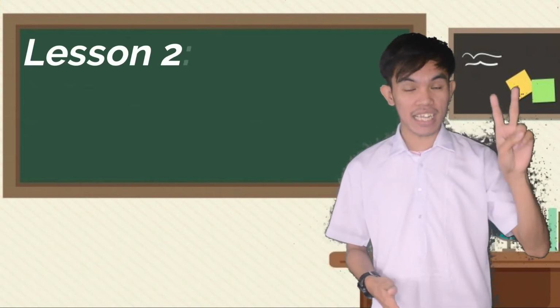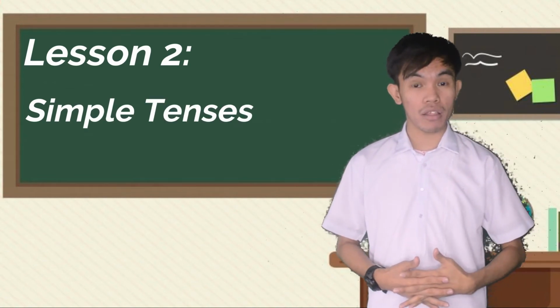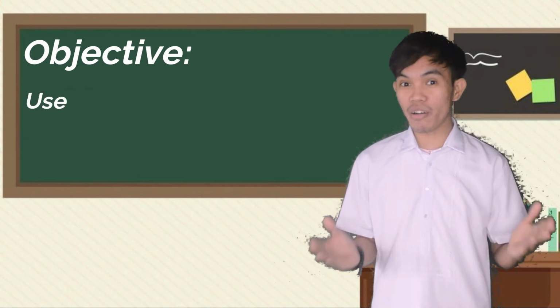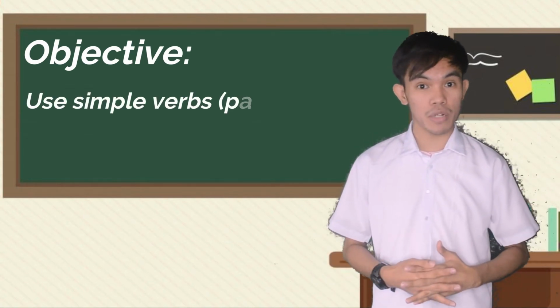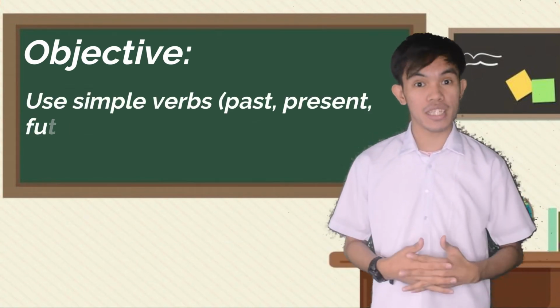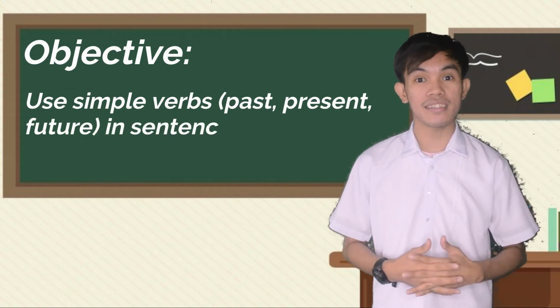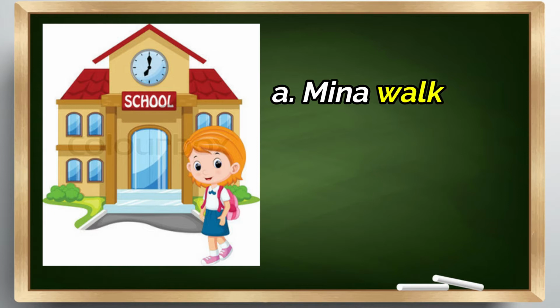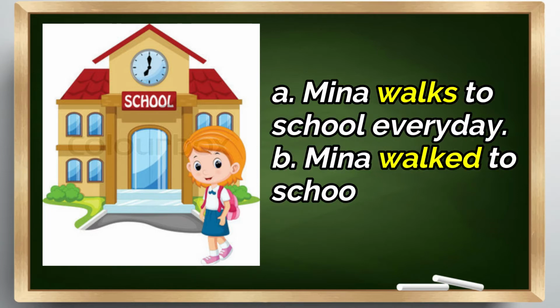For our second lesson in English, we will talk about the simple tenses of verbs. And at the end of the lesson, you are expected to use the simple verbs like the past tense, the present tense, and the future tense in sentences. And let us describe the things that the characters do in each picture.